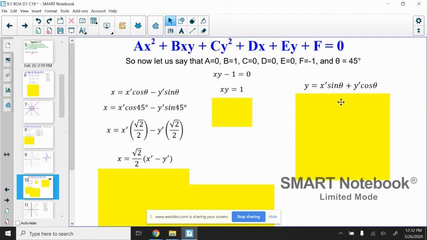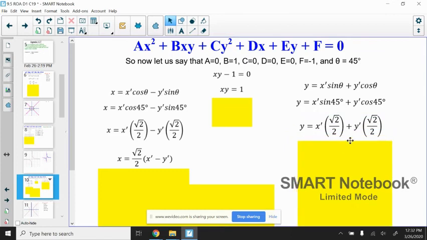Well, there is the rotation formula for y, which relates it to the x prime, y prime axis and the angle of rotation of 45 degrees. I'm doing the same thing. I'm going to plug in my known value of theta. Notice it has been given to me. If it wasn't given to me, I would be stuck with nowhere to go. I'm going to evaluate the trigonometric values. And then once again, I'm going to clean it up a little by factoring out the root 2 over 2.